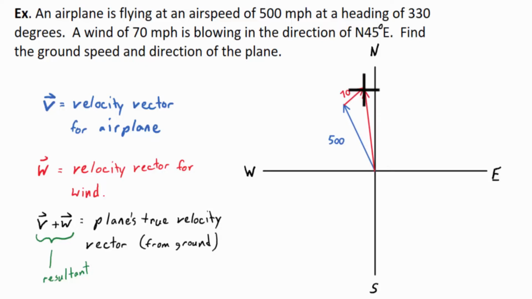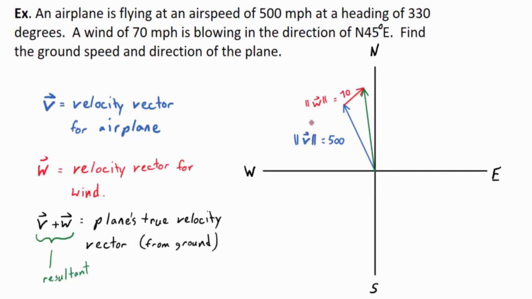And that's going to be your resultant vector, V plus W. So really this 500 right here is the magnitude of V. This 70 right here is the magnitude of W. So visually, does everybody understand what's going on? It should make sense, right?